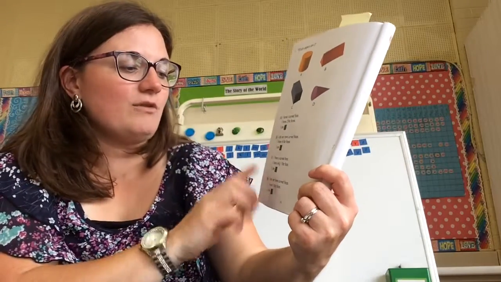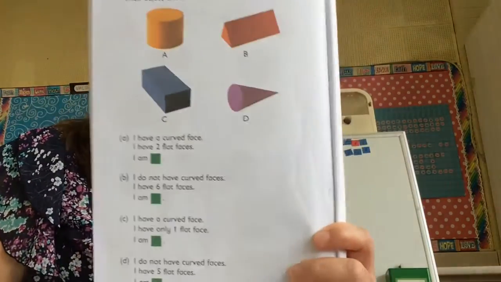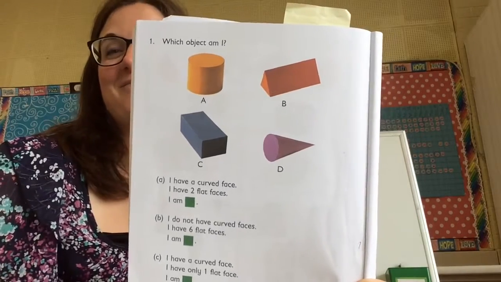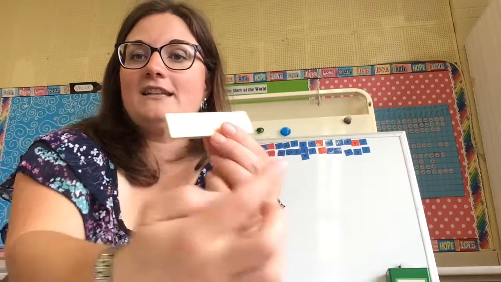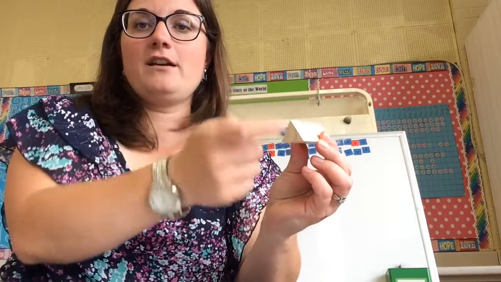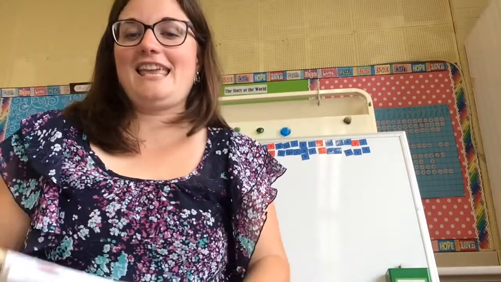And the last one, I don't have any curved faces and I have 5 flat faces. So no curves and 5 flat. Do you remember? Our prism, right? And I'm going to hold it. So we've got 1, 2, and then we can do 3, 4, 5 faces. And they are all flat because they stay flat.